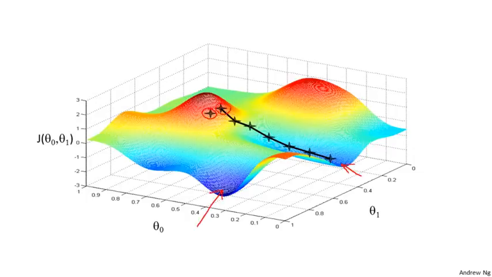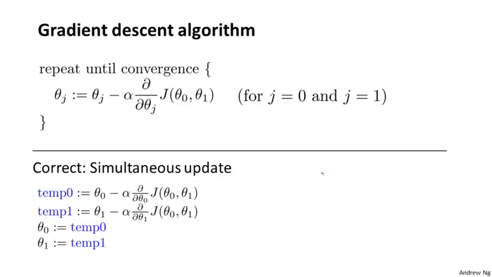But if you started just a little bit in a slightly different location, you would have wound up at a very different local optimum. And this is a property of gradient descent that we'll say a little bit more about later. So that's the intuition in pictures. Let's look at the math.